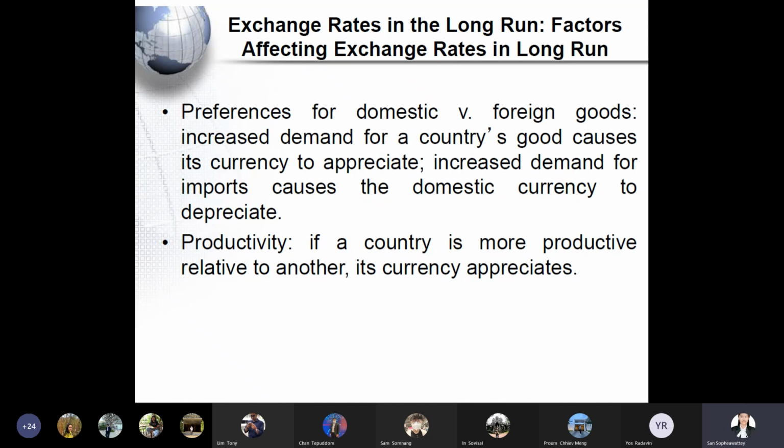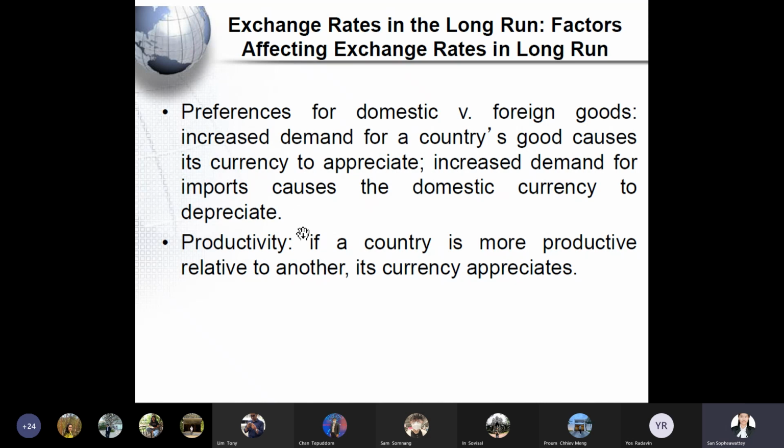So if Americans decide they prefer Chinese goods to American goods, for example, they increase the demand for Chinese goods. They increase the imports from China, and that tends to depreciate the dollar. So increased demand for a country's exports causes its currency to appreciate in the long run. Conversely, increased demand for imports causes the domestic currency to depreciate. And I'm saying here it is in the long run only.